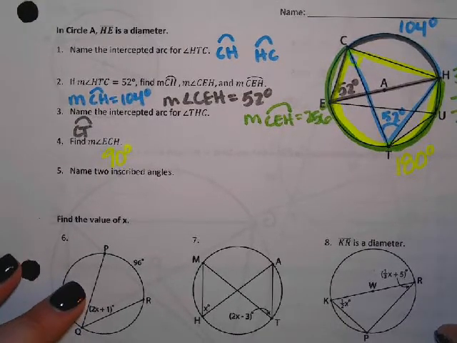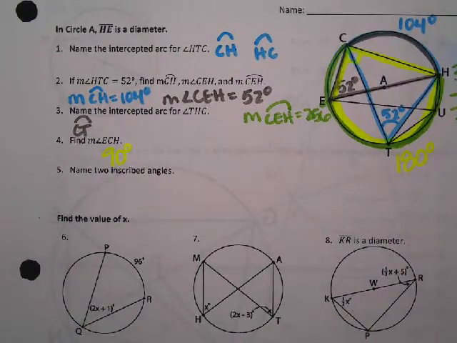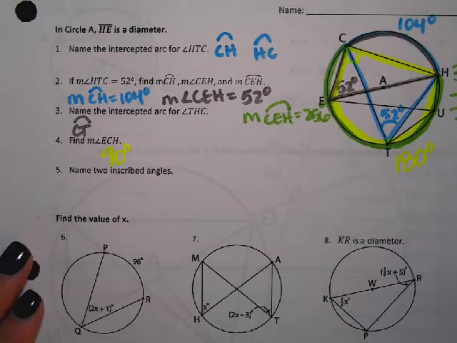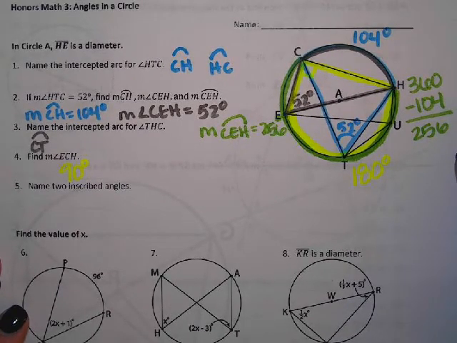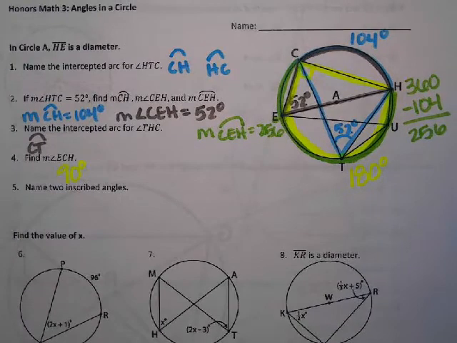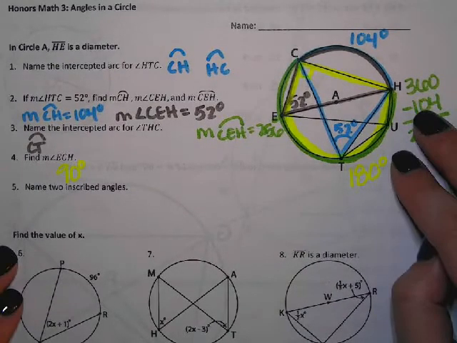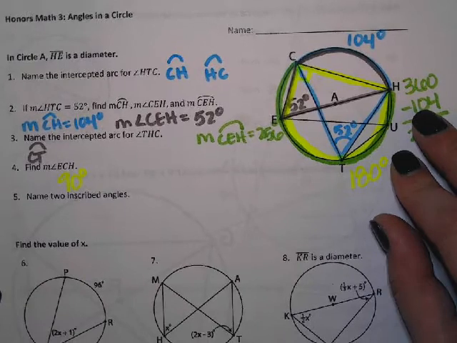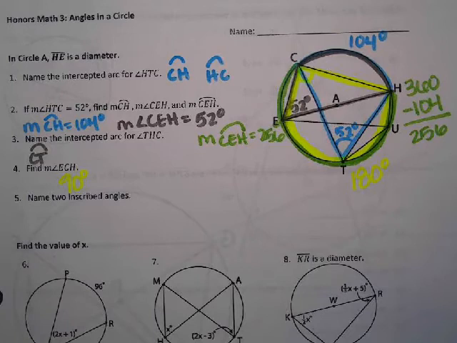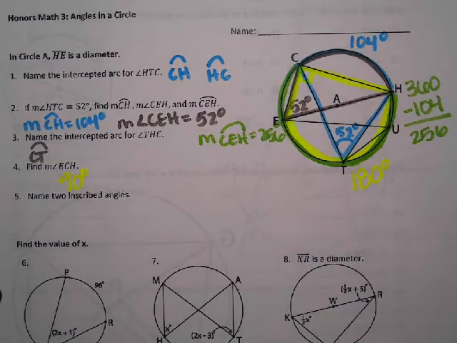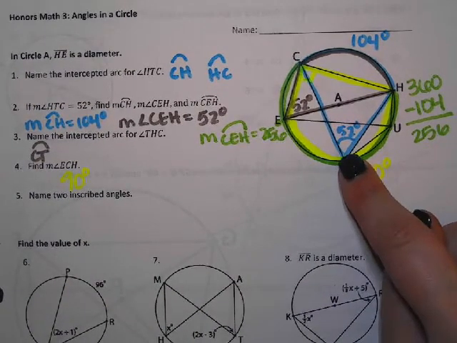All right, for the next one, they ask us to name two inscribed angles. What do they mean when they say inscribed? You have your notes then? What do they mean when they say inscribed angles? You can look back at your notes. So the vertex of the angle, the vertex is the pointy part, right? The vertex of the angle has to be on the edge of the circle.